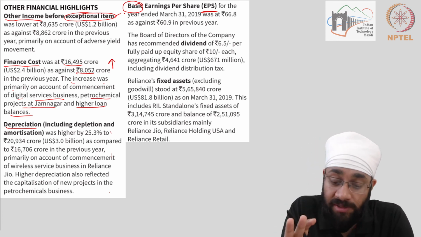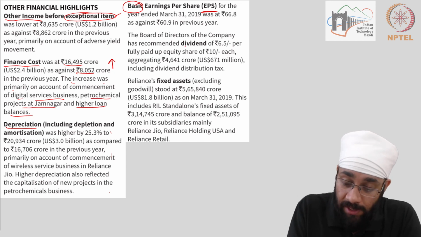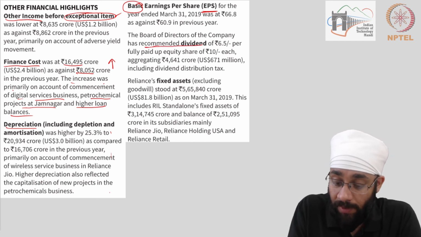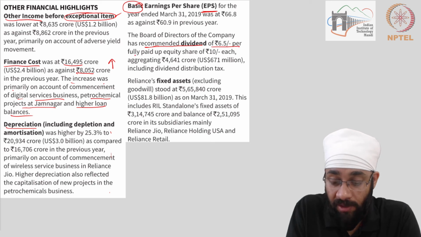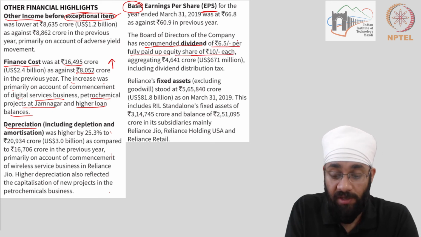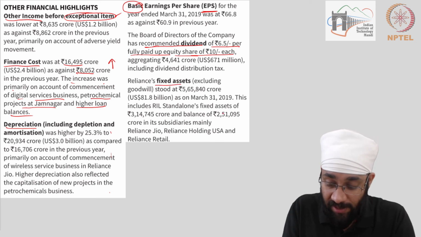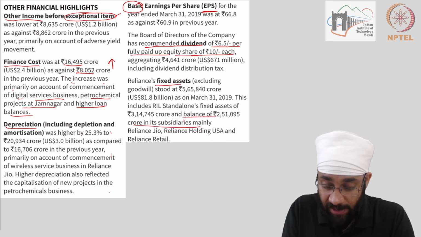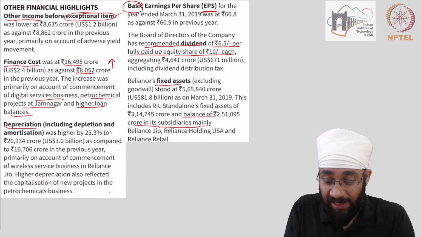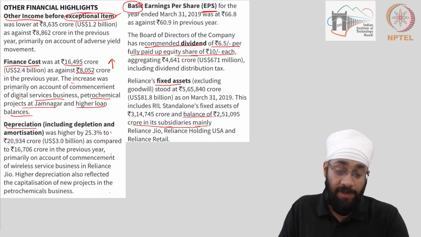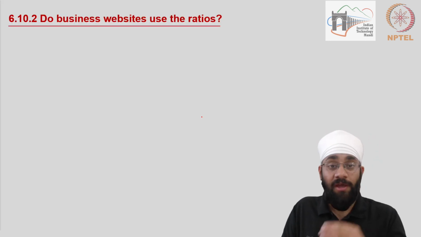But a little advanced discussion for this course. Then you have dividend, which was recommended at 6.5 rupees per equity share of 10 rupees. Well, we know about all of these things. Fixed assets are given, and this is consolidated, so they are adding their subsidiaries' assets as well. Anyways, okay, so that's it.